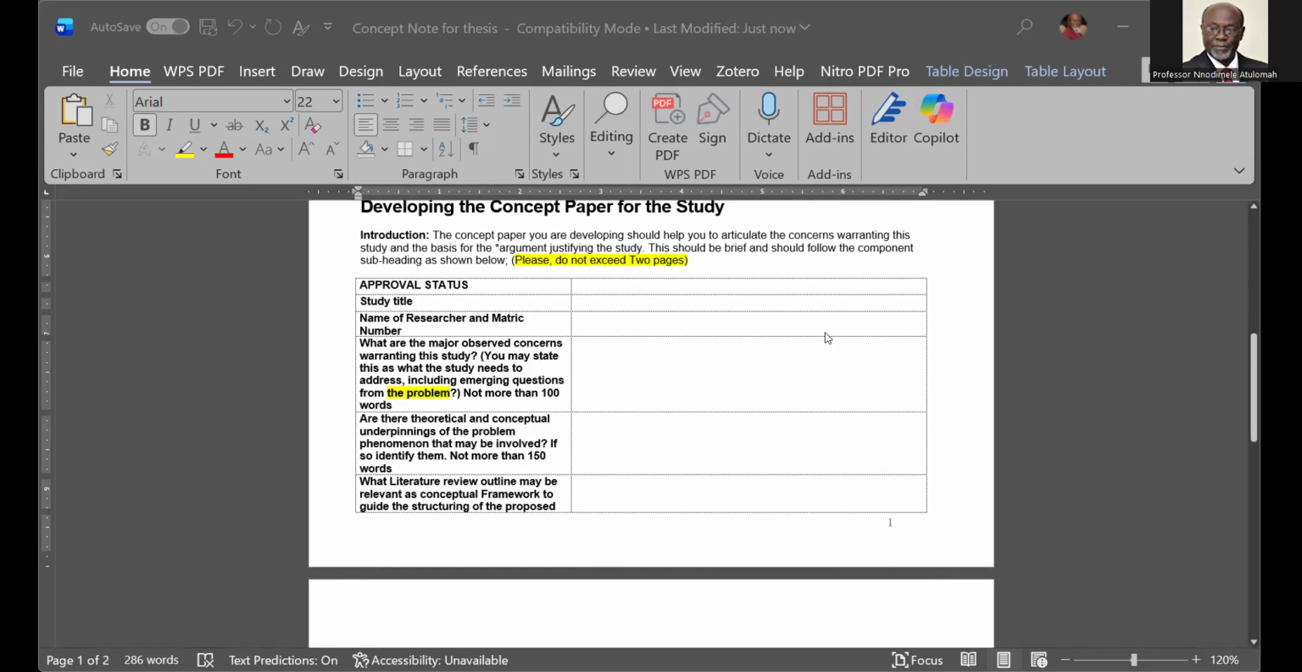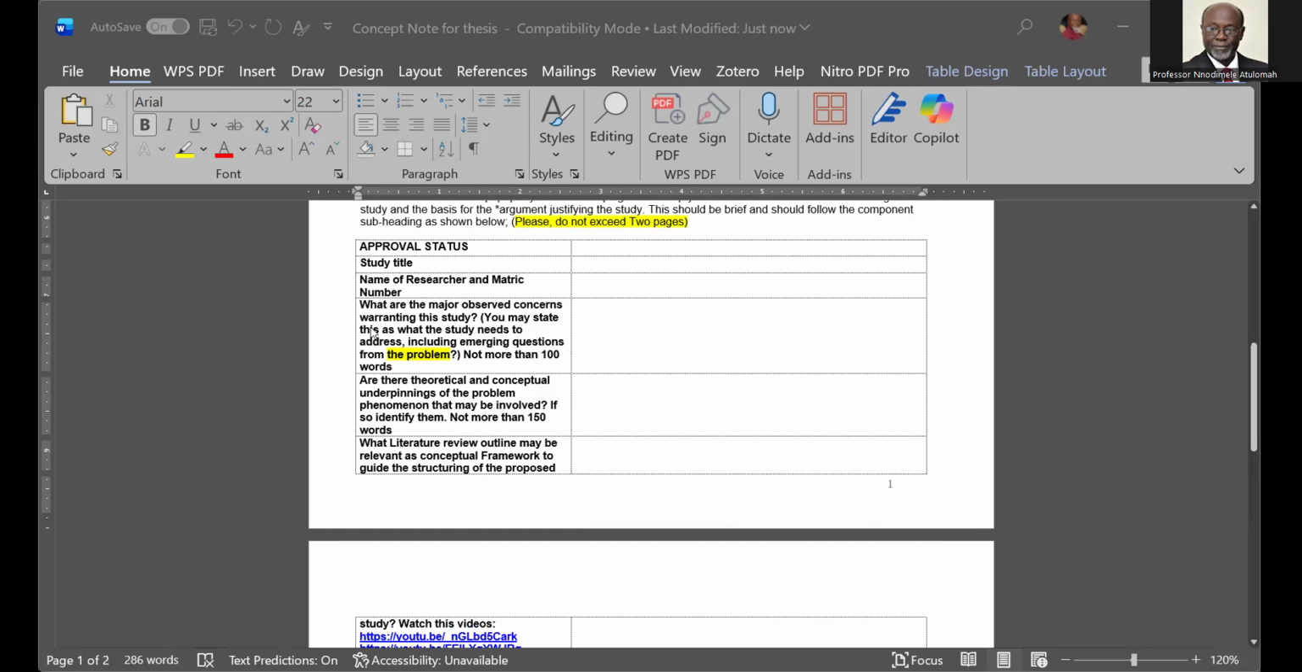So the concept note begins with it. It's a form. The template is the form. You read these questions here in bold print, and then you answer them in the form. They are straightforward, supposed to be brief, not detailed. So it gives you an idea of where you are going. Let's quickly look at some of the points here.